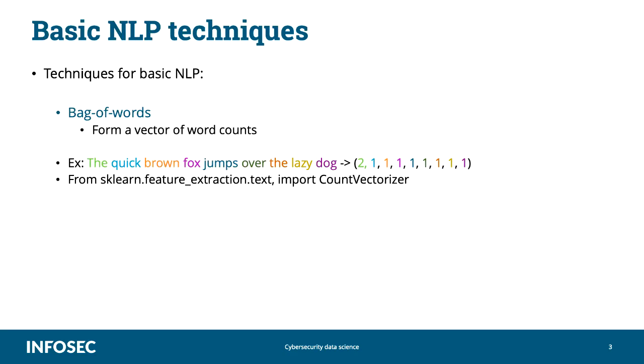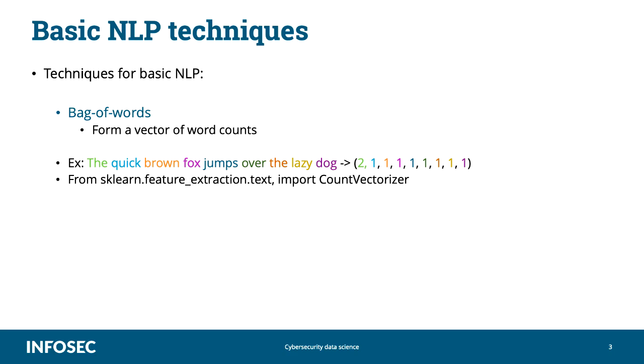The most basic NLP technique is probably bag of words. In bag of words, you simply count the number of times each word appears and use that count as the element in your vector. Notice that you don't care about the order, you don't care about whether one word was preceded by another. All you care about is how many times.